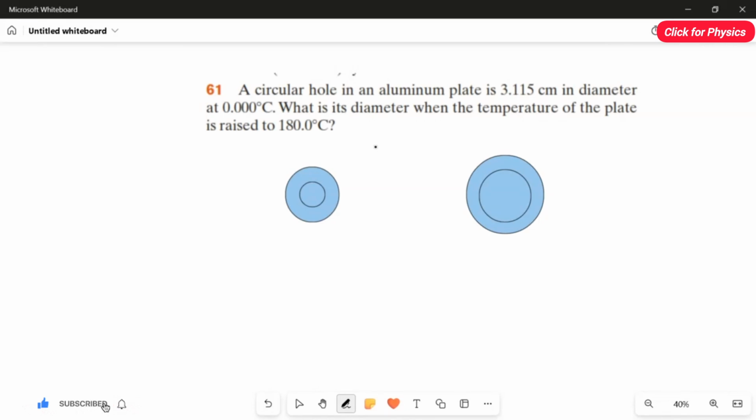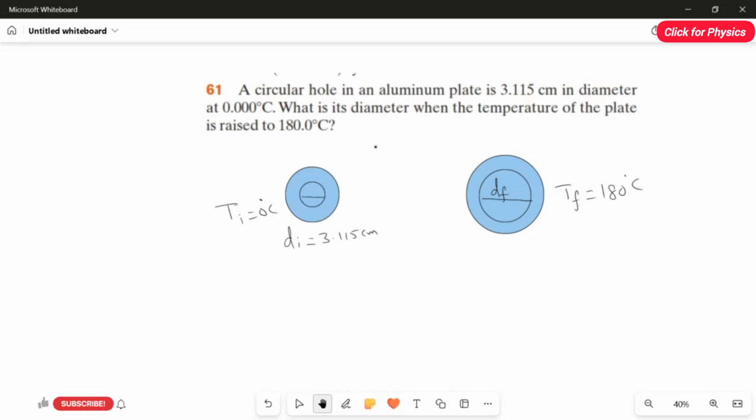Initially you have this aluminum plate which has a circular hole inside. The diameter of the hole, here they mention di, takes the value of 3.115 centimeter at a temperature 0 degree Celsius. And now you are going to find the final diameter df after you heat the same plate at 180 degrees Celsius. That means your T final value here is 180 degrees Celsius.